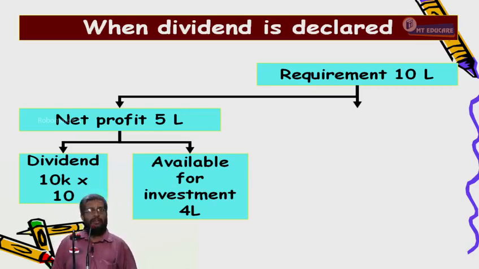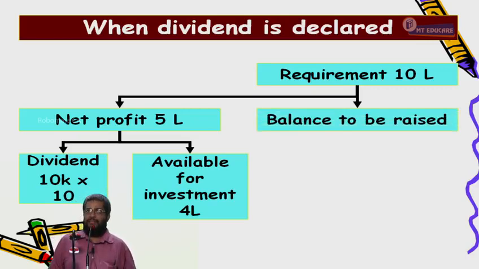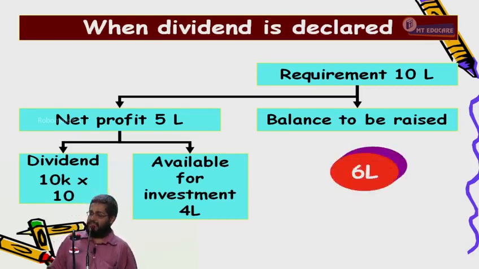Available for investment: 4 lakhs. Out of 10 lakhs, retention financing is 4 lakhs. What is new issue financing? 6 lakhs. The balance to be raised through new issue is 6 lakhs.